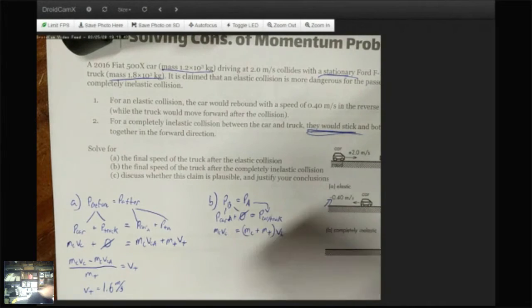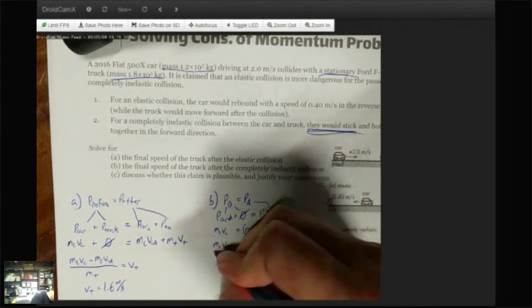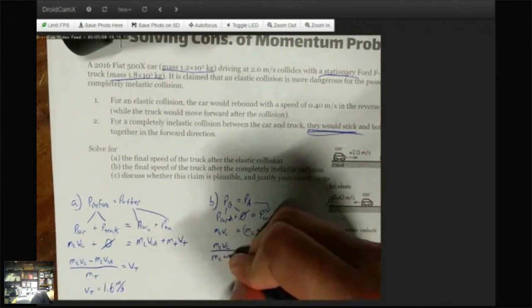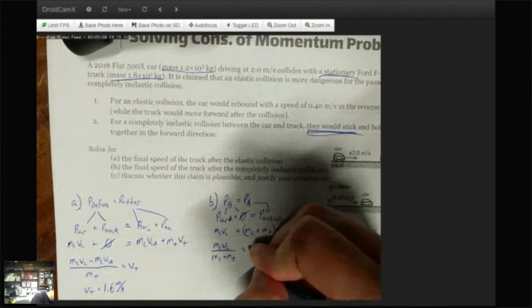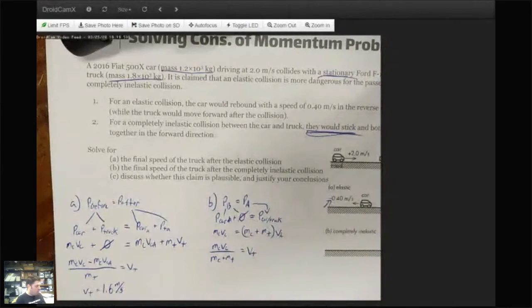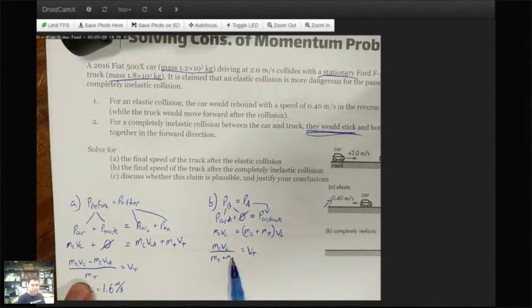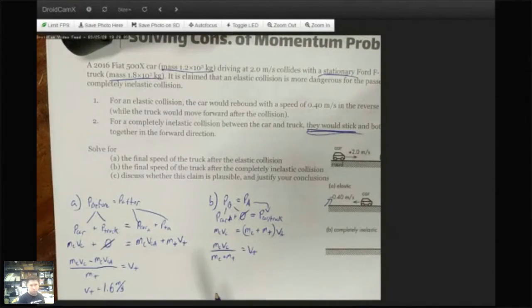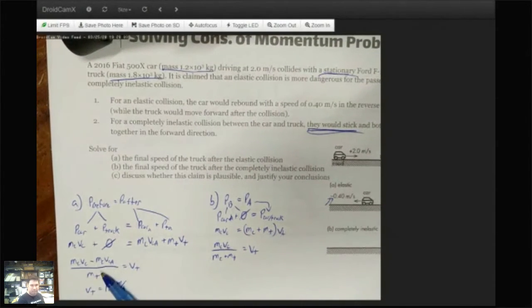Okay. And this means that MCVC divided by MC plus MT equals VT. All right. Now, without looking too in depth at the difference between part A and part B, this number, whatever this works out to be, has got to be smaller than this side. We don't have any subtraction in the numerator. We're dividing by a much bigger number. We're looking at a smaller number overall here, simply because our denominator is so much bigger.